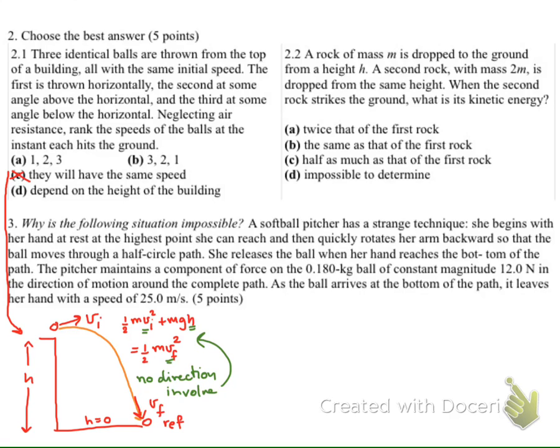Okay. Now move to question 2.2. A log of mass m is dropped to the ground from height h. A second log, with mass 2m, is dropped from the same height. When the second log strikes the ground, what is its kinetic energy?